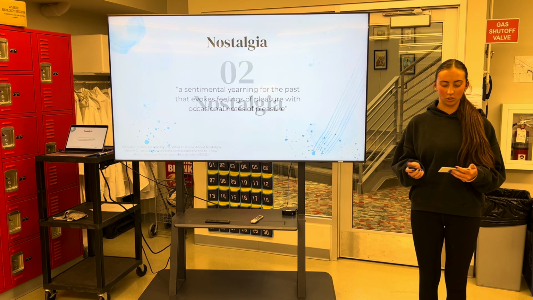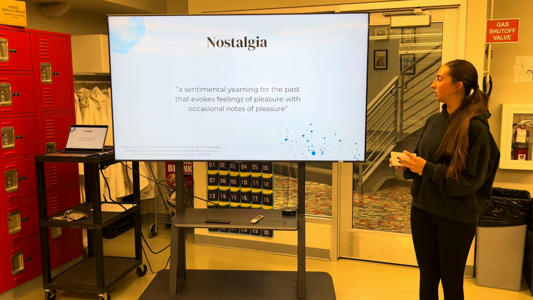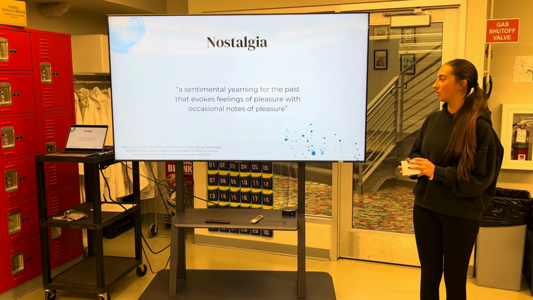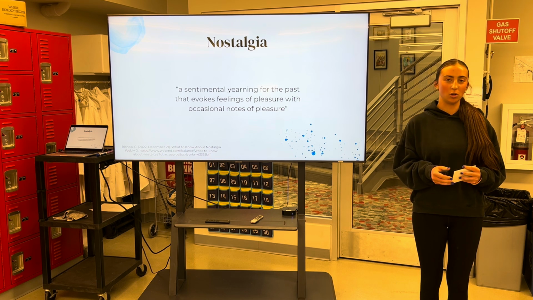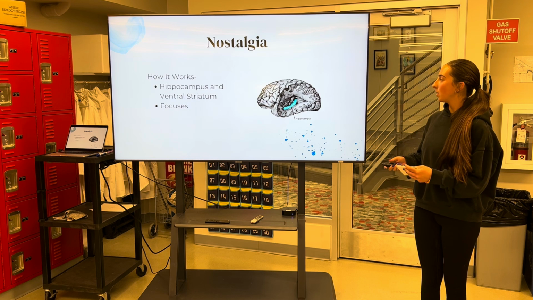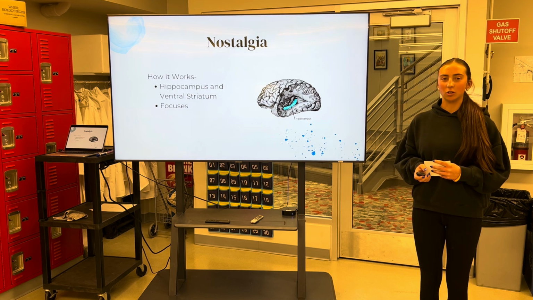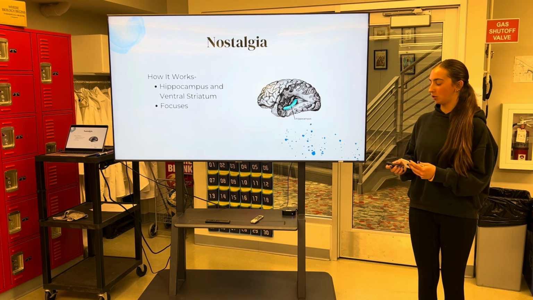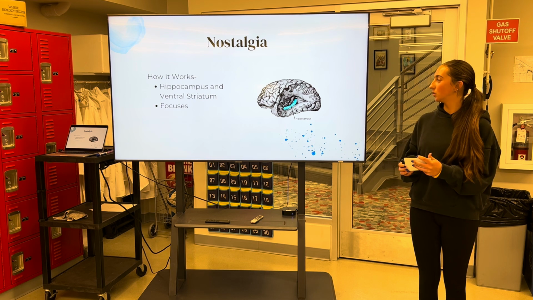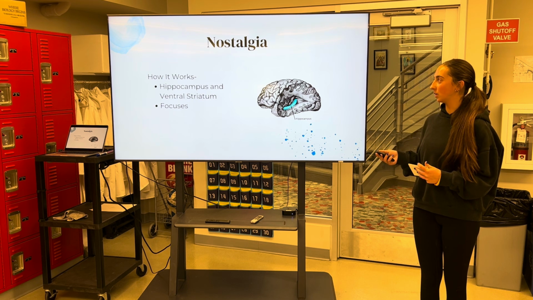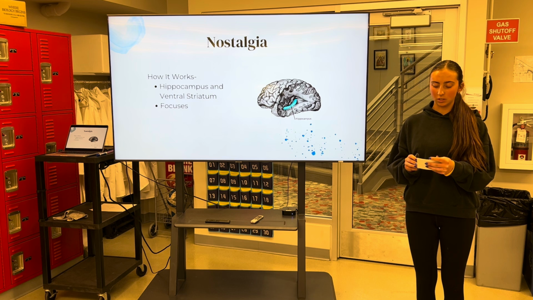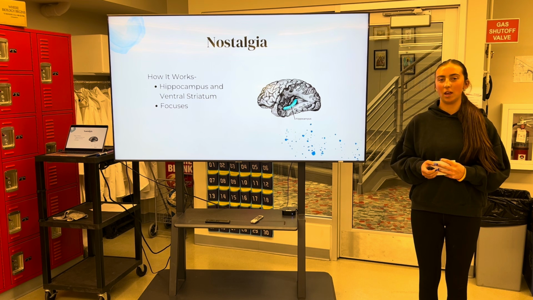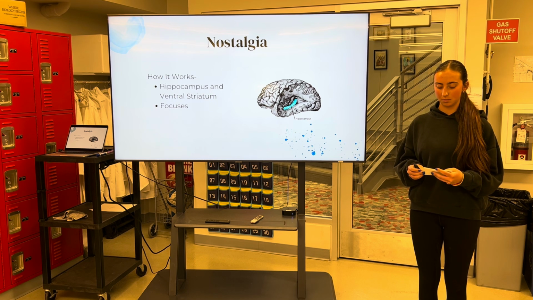The next is nostalgia. Nostalgia is a sentimental yearning for the past that evokes feelings of pleasure with occasional notes of pain. The feeling of nostalgia comes from the hippocampus and the ventral striatum, which work together to create this feeling. It focuses on self along with family and friends and targets past experiences.